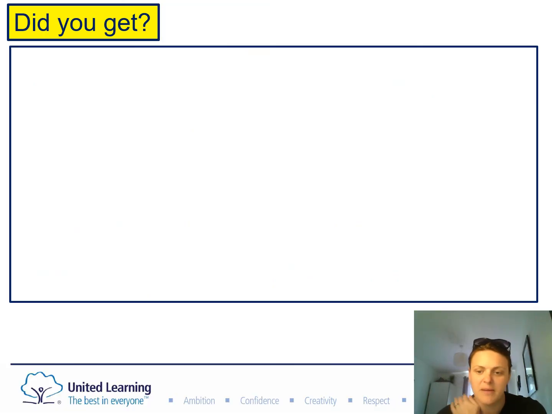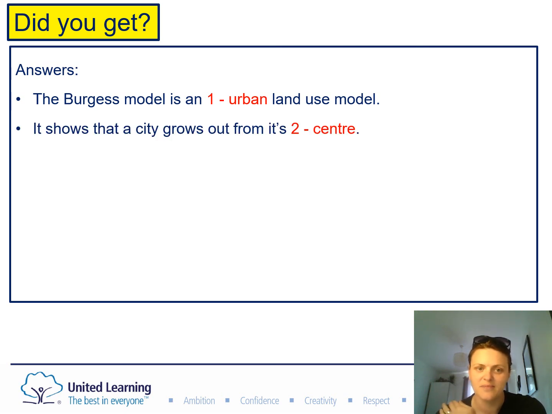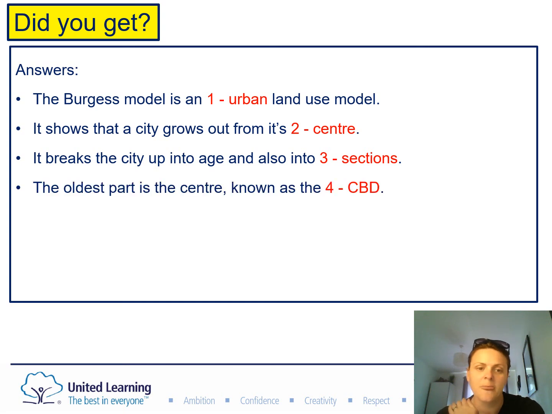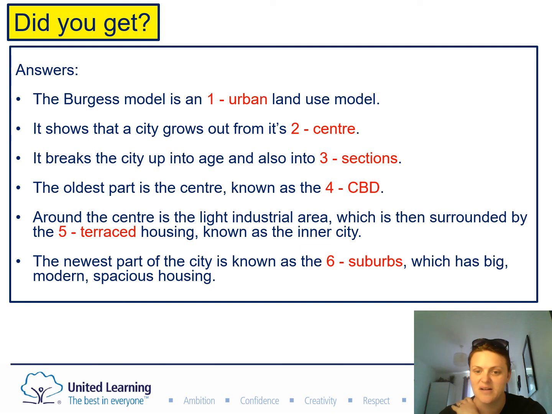Okay, so again, green pen, let's see what you did for your answers. You should have put that the Burgess model is an urban land use model. It only looks at urban areas, cities. It grows from the centre. It breaks the city up into age and also into 3 intersections. The oldest part is the centre, known as the CBD. Around the centre is the light industrial area, which is then surrounded by terraced housing, known as the inner city. The newest part of the city is known as the suburbs, which has big, modern, spacious housing.